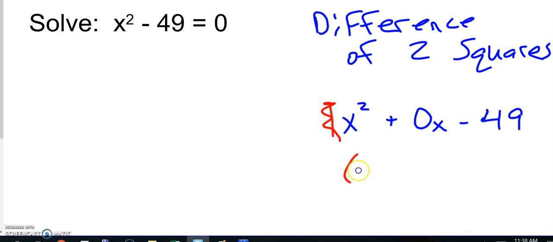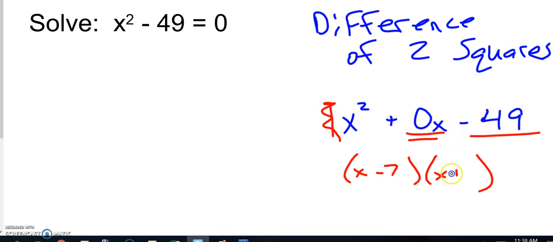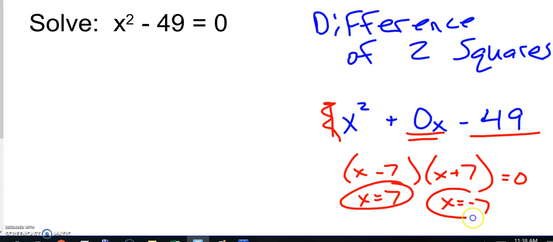We're looking for two numbers that multiply to negative 49 but add to 0. So they're going to have to be opposites. So minus 7 and plus 7. And if this equals 0, I know here x could equal 7, or here x could equal negative 7. So those would be my two answers.